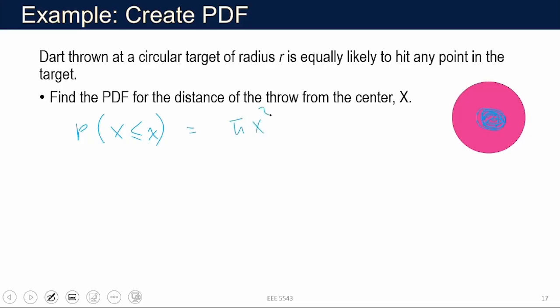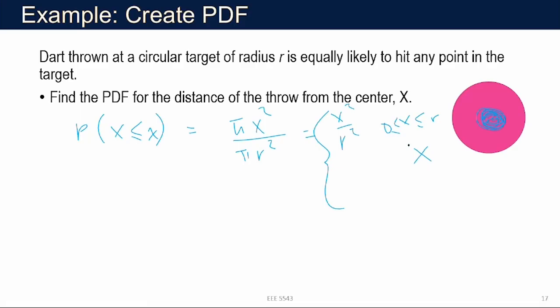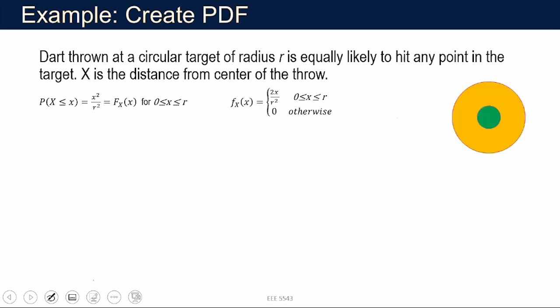We know the total probability of our event. It's pi r squared. So here we go. This is the cumulative distribution function, and it's just x squared over r squared for x between 0 and r. And we need to add that for x less than 0, it is 0. For x greater than r, it will be 1. This is the cumulative distribution function. So to find the probability density function, all we do is we take the derivative and define our limits. When we do that, we get the following answer.